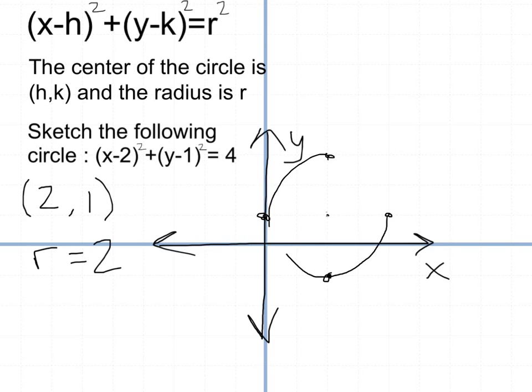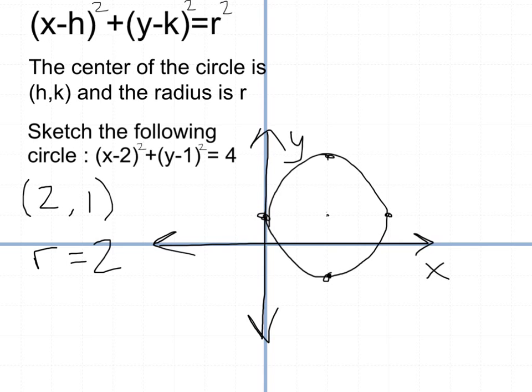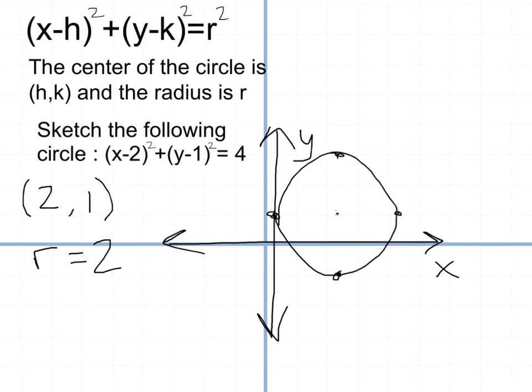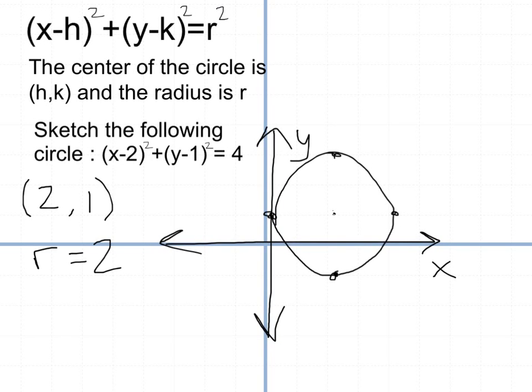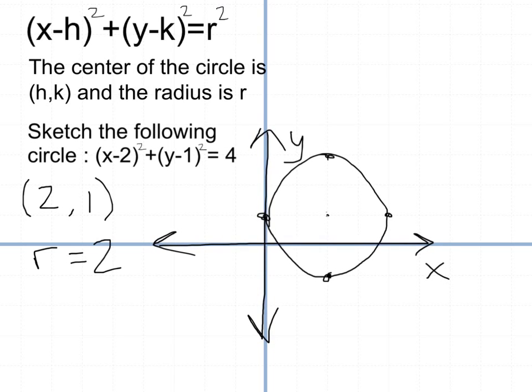Okay, bear with me. I left my stylus at school, but that right there is the circle whose equation is given. Ooh, I didn't mean to do that. Sorry. That right there is the circle whose equation is given right here. Okay, so let's try another example.